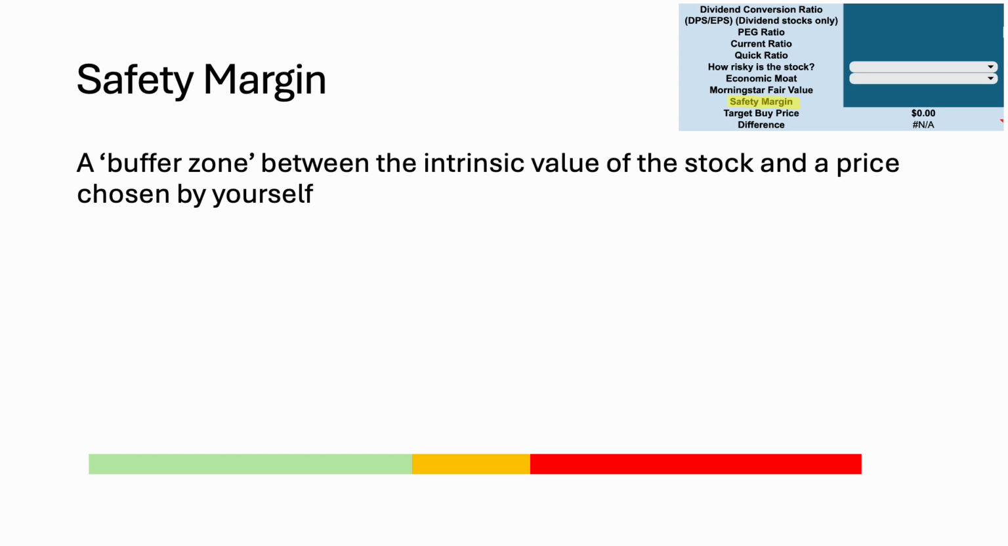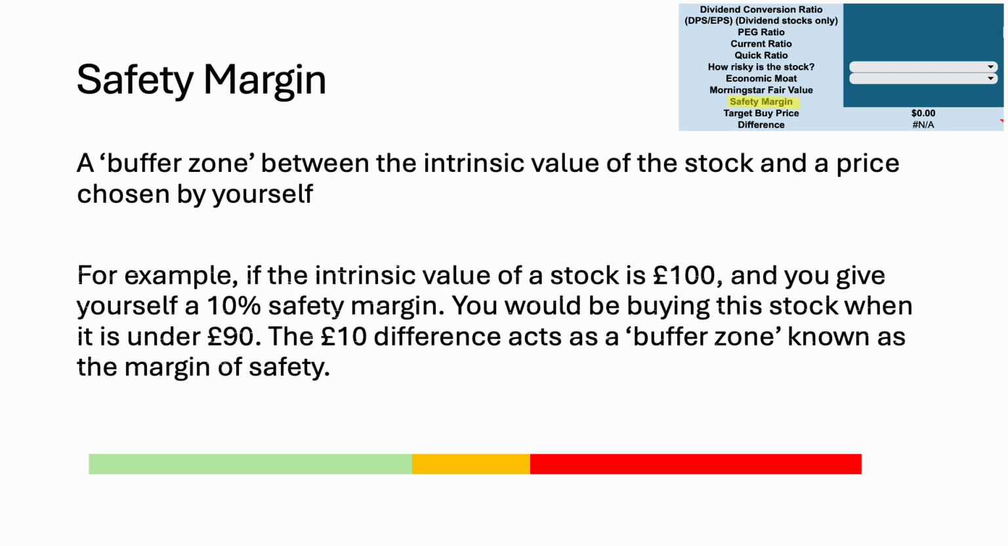And finally, you've got safety margin. Safety margin is essentially a buffer zone between the intrinsic value of the stock and a price chosen by yourself. For example, if the intrinsic value of a stock is £100 and you give yourself a 10% margin, that means you'd be buying the stock when it's under £90.